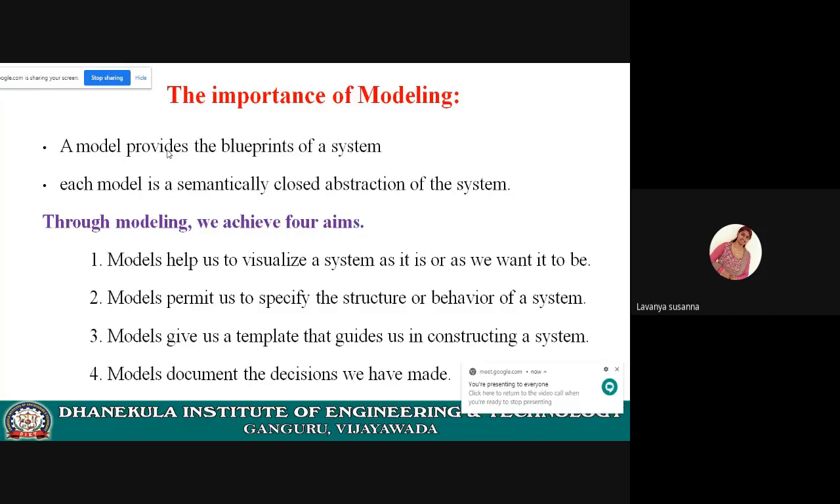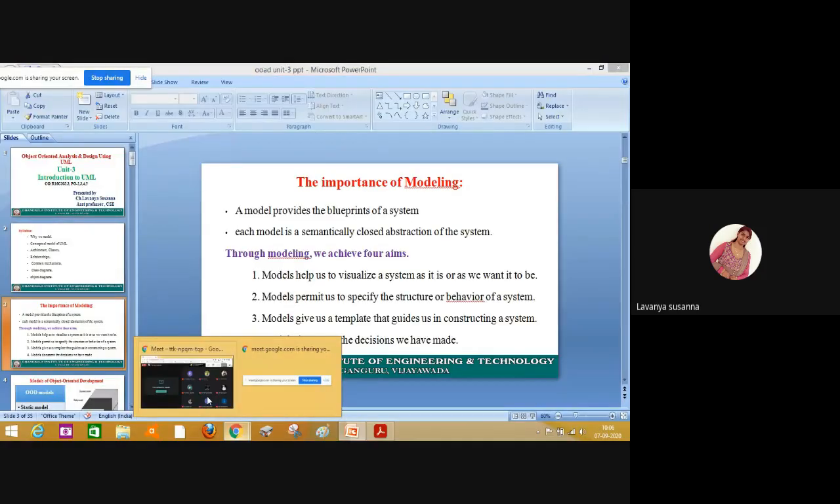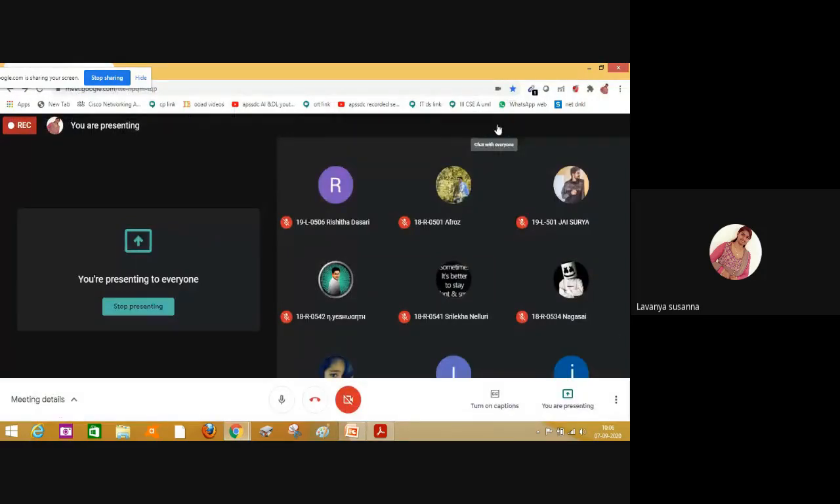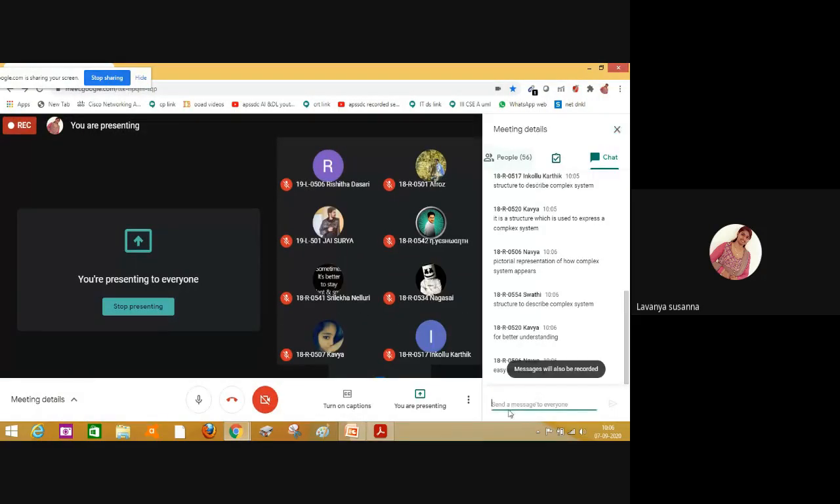Structure is nothing but some pictorial representation. You will explain the concept using some diagrams, some pictorial representation. What is the use of it? Can anyone answer my question? Already we have discussed this in the first unit. What are the advantages, students? Please unmute yourself and you can speak. Why do you need to draw the pictorial representation? Why can't you explain theoretically what you are going to develop?